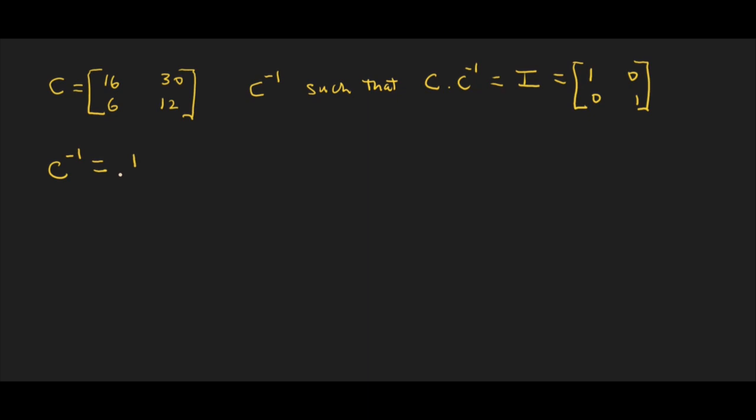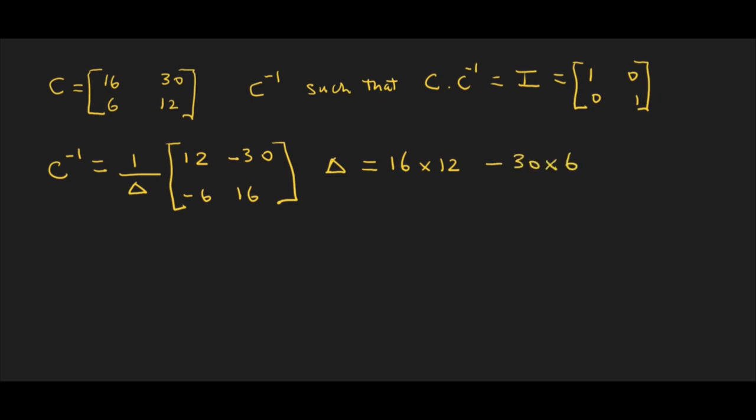Now to calculate C inverse for a 2 by 2 matrix, we take 1 over the determinant, and then we multiply that by a matrix where we exchange the diagonal elements of the original matrix, and then we multiply the off diagonal elements by -1. The determinant is equal to the product of the diagonal elements, 16 multiplied by 12, minus the product of the off diagonal elements, 30 by 6, which in this case gives us a value of 12.